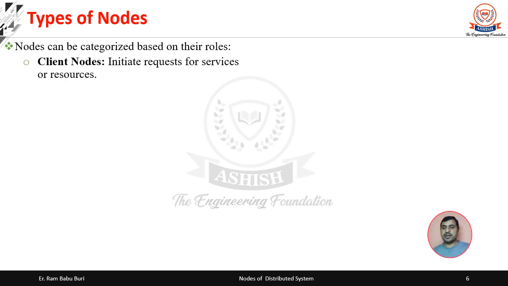First is client nodes. Client nodes initiate requests for a service or resources. For example, a web browser making a request to a web server. Client nodes are the starting point for many interactions within a distributed system. They initiate requests for data, services, or other resources from other nodes in the system.